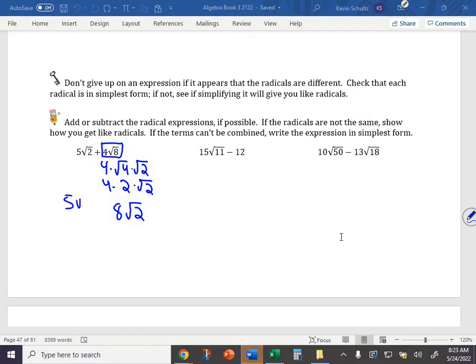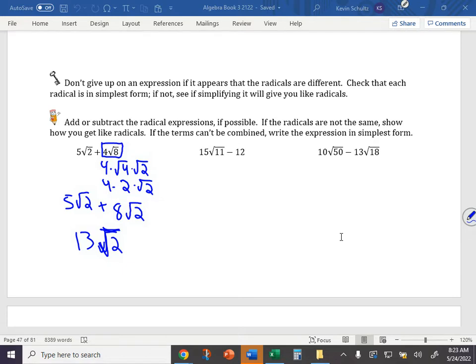Now can we add 5 root 2 to 8 root 2? Yeah. What do we get? 13 root 2. Thank you. 13 root 2. Right? So the process for getting like roots when you don't have them involves simplifying. Can you simplify? Okay? Can you simplify?